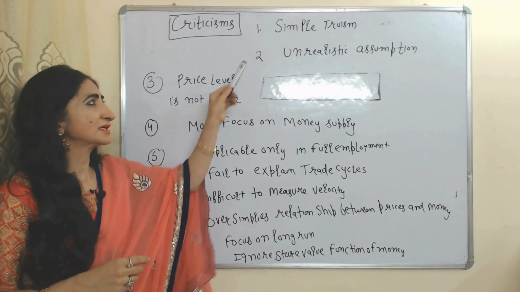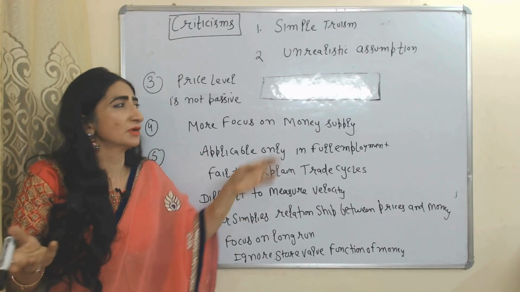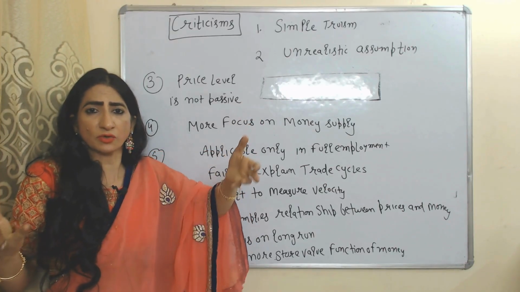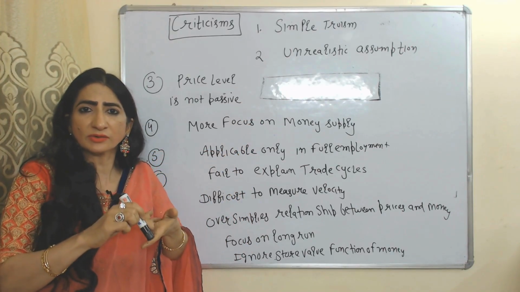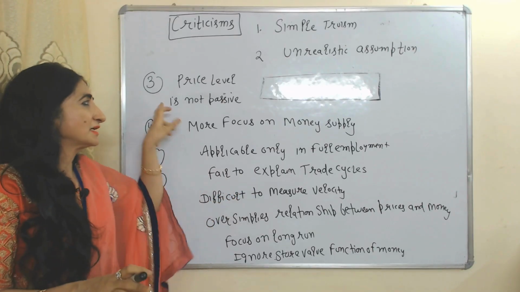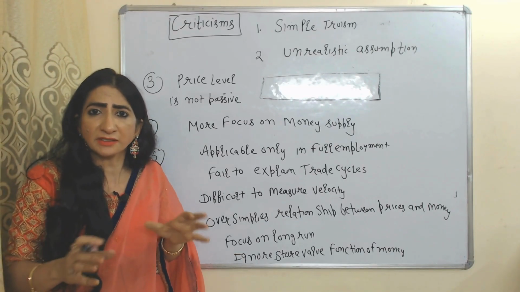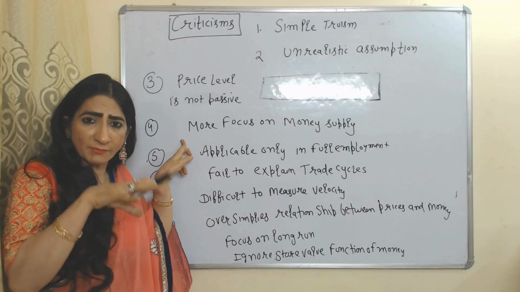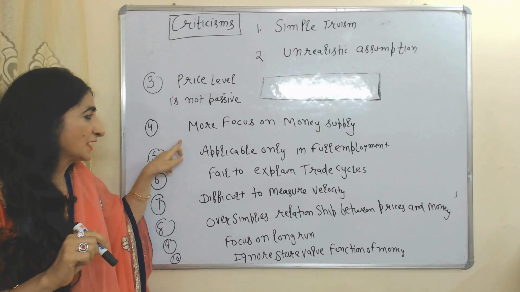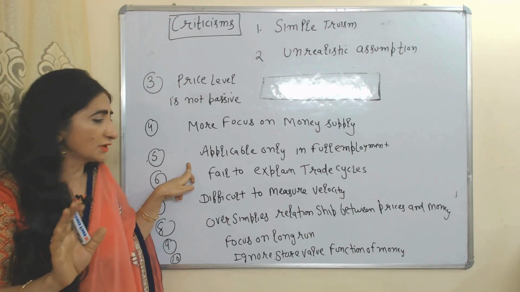Now we will see criticism. Simple truism, because this theory explains everything which people already know. Unrealistic assumptions: this theory is based on unrealistic assumptions and assumes T constant, V constant, V' constant, but in reality all these factors are not constant. This theory assumes the price level is a passive factor, but prices are an active factor, not a passive factor. This theory focuses more on money supply and very little on money demand. Money demand is also very important.